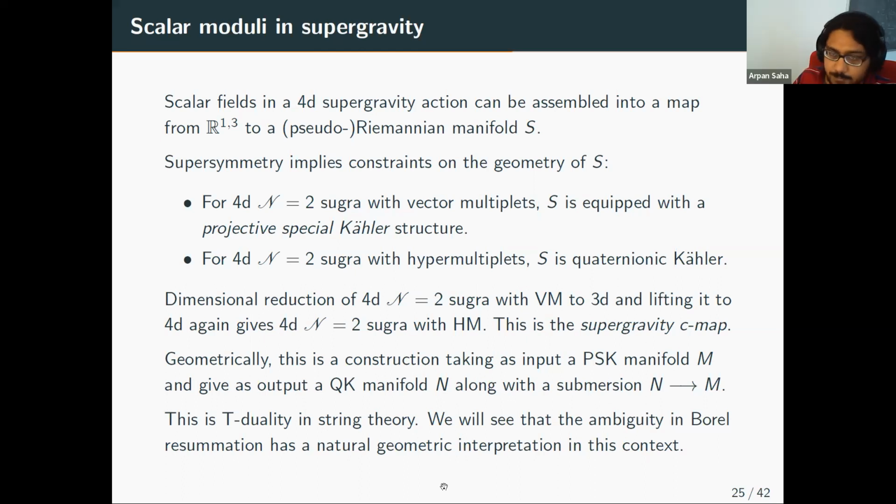Okay, so in the context of, say, type 2 string theory, this is T duality. And we will see that the Stokes ambiguity that we encountered in the last section is a crucial ingredient for the D-instanton corrected version of the story. So the plan for the rest of the talk is, first, I will tell you what a PSK structure is and how GW invariants fit into the picture. And then I'll discuss a simpler version of the C map without D-instanton corrections. And finally, I'll tell you about a result relating the D-instanton corrected version with the Stokes ambiguity.